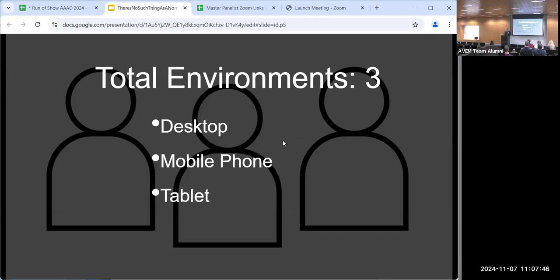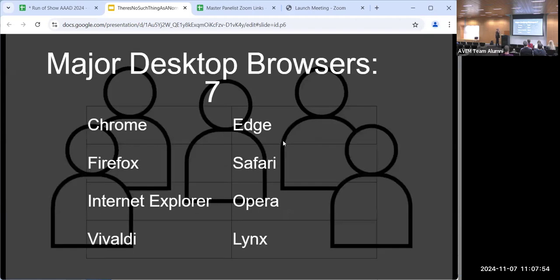Okay, so for those, let's talk a little bit about browsers. So desktop browsers, we have Chrome and Edge and Firefox and Safari. We don't have Internet Explorer on there anymore. I mean, yeah, you really don't. Opera, Vivaldi, Lynx, right? Those are the browsers that we have. So we have seven browsers. Lynx is on there. This is really weird, by the way. Does anybody know what Lynx is?